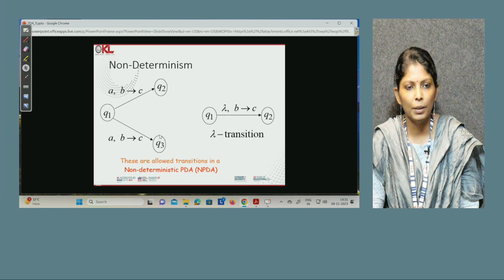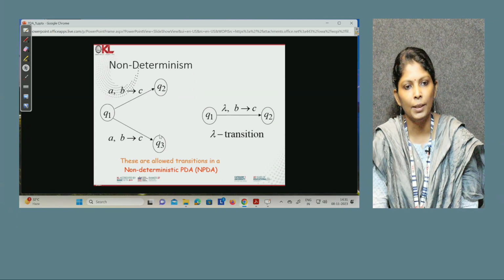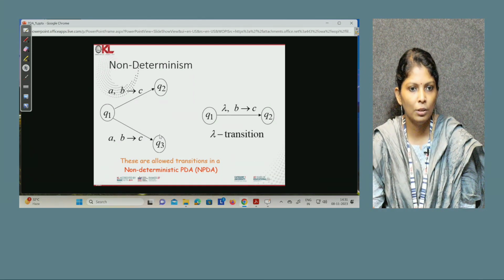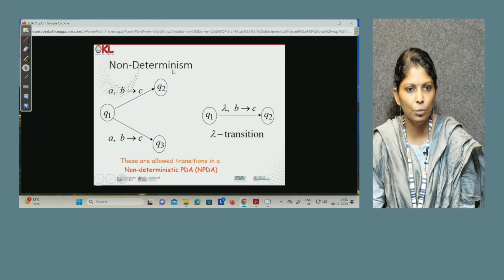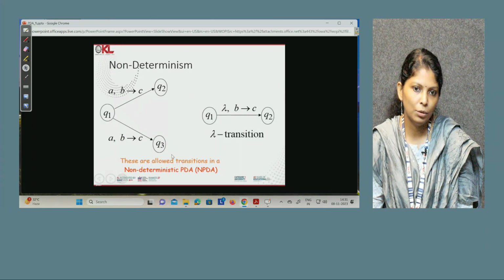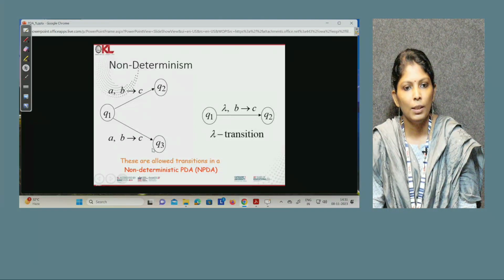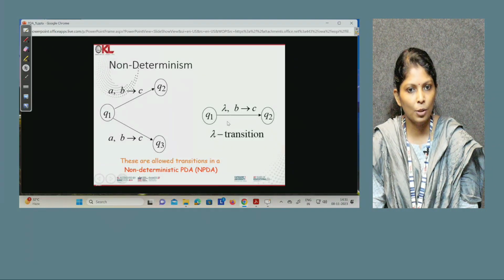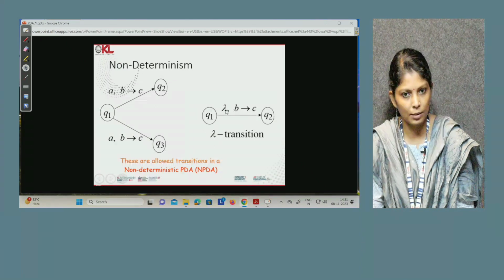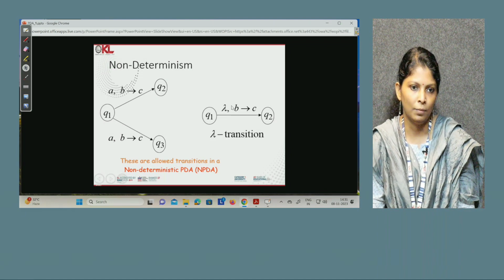Then non-determinism in PDA, which is called NPDA, that is non-deterministic PDA. That means for one input we can have multiple transitions. So for example, here from Q1 there are two transitions for the input A. Either it can transit to Q2 or it can transit to Q3. So that is multiple transitions possible for one input. That is non-determinism. Then epsilon transition is also allowed in the non-deterministic PDA. So we take some transition or push and pop operation on the stack without input as well.